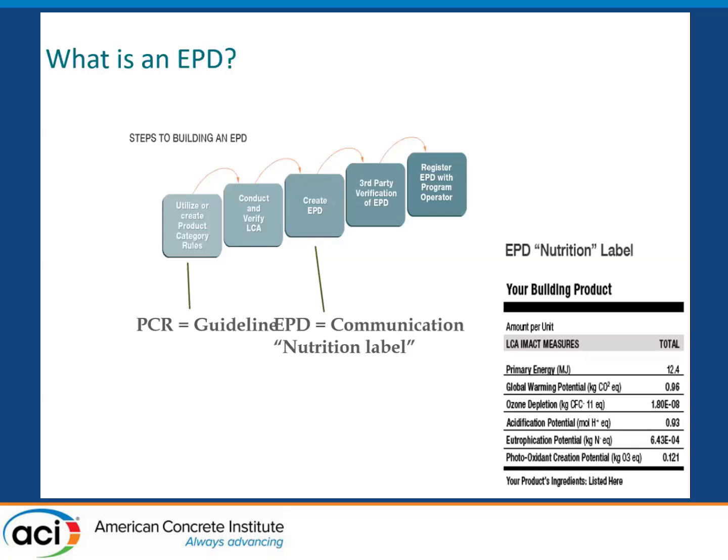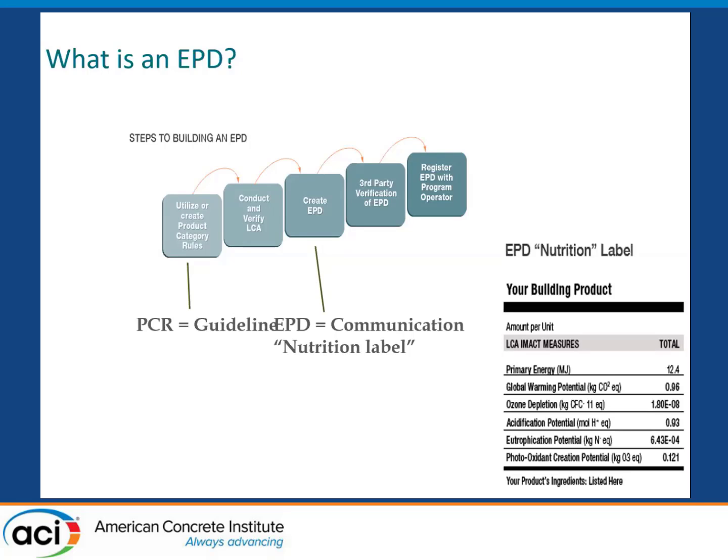So when we look at it at first and we say, what is an EPD? There are several steps on the way to creating an EPD. First, you're going to have your product category rules. Depending on the product itself, we are going to use ISO 21930, and that's the main building block for creating PCRs.